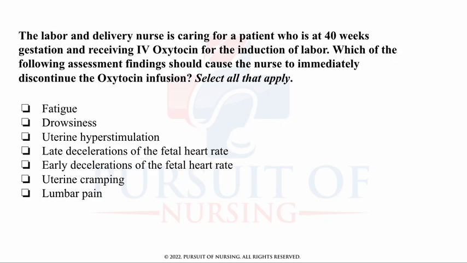All right, we have a multiple response select all that apply, testing knowledge of physiological integrity. The labor and delivery nurse is caring for a patient who is at 40 weeks gestation and receiving IV oxytocin for the induction of labor. Which of the following assessment findings should cause the nurse to immediately discontinue the oxytocin infusion? Select all that apply. So which of these assessment findings is going to cause the nurse to immediately discontinue the oxytocin infusion?